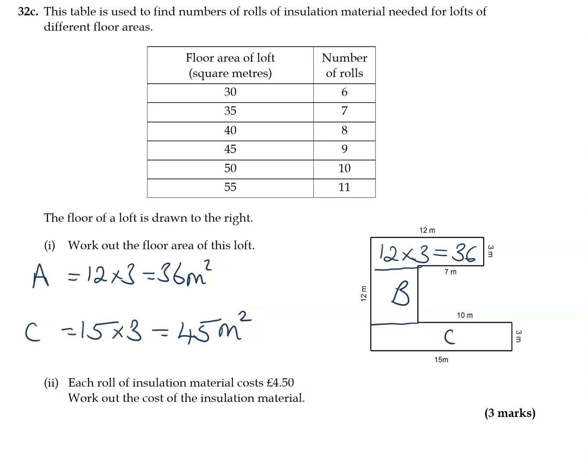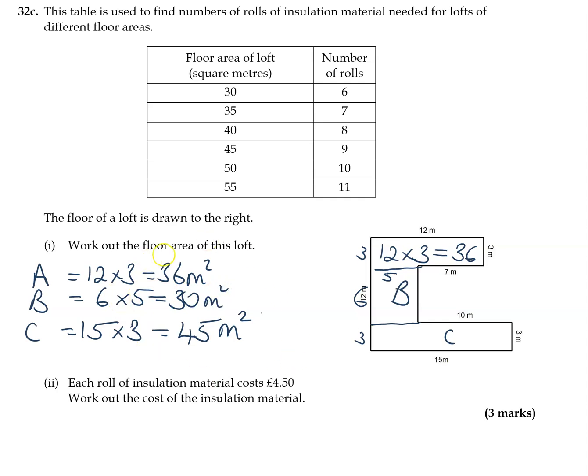Now B is a little bit harder. It's not given either of the dimensions. So if we know this is 12 along the top here, this bit is 7, then this bit here must be 5, because 7 plus 5 equals 12. If we go down the side, we know the whole lot is 12. We know that is 3. That is 3. So this bit here must be a 6. So B is going to be 6 times 5, which is 30 square meters.